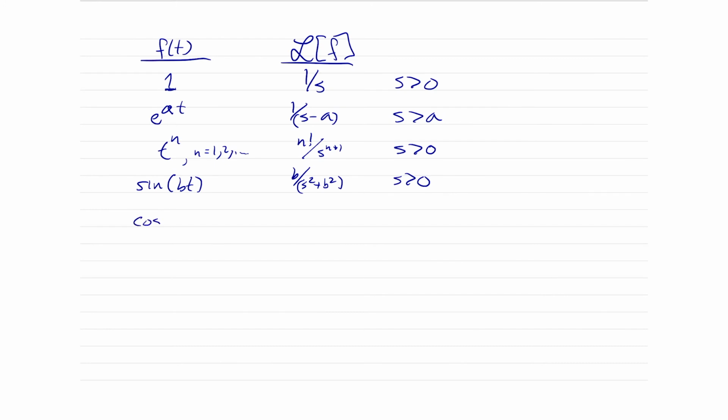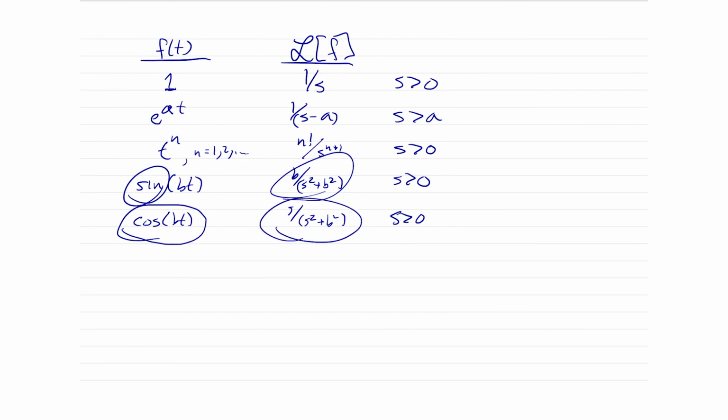Now we also have cosine of bt. You can do exactly the same thing where we do integration by parts, etc. We'll arrive at this formula, s over s squared plus b squared, slightly differently next time, because we use properties of the Laplace transform. It turns out that if you have a function and you have its Laplace transform, there's a slick way to get the derivative of that function's Laplace transform using the first one. So we'll do that later.